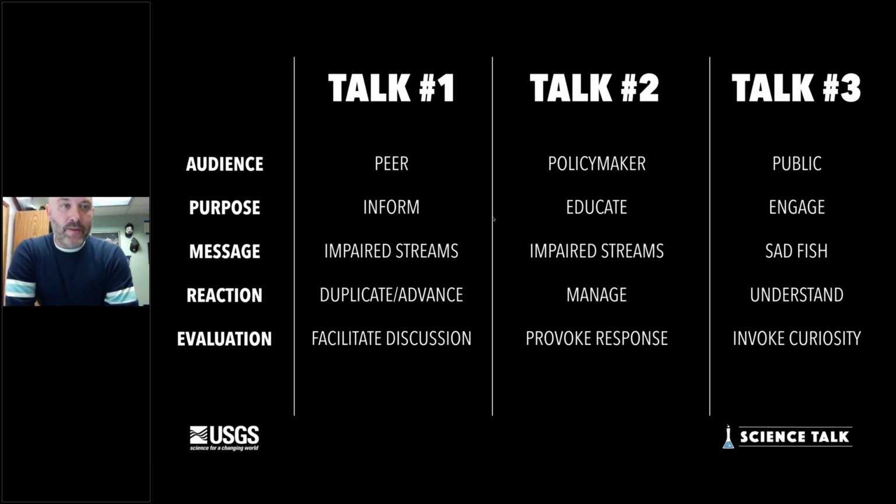Okay. So just to finish up the talk here in the last couple seconds. If you're comparing your three different versions, you have your audience, purpose, message, reaction, evaluation on the one side, talk 1, 2, and 3, policymaker, peer. So the purpose is going to vary depending on your audience. For a peer, you're just trying to inform them. You're just listing more information, providing them resources, something that they can help understand, help move their story forward.